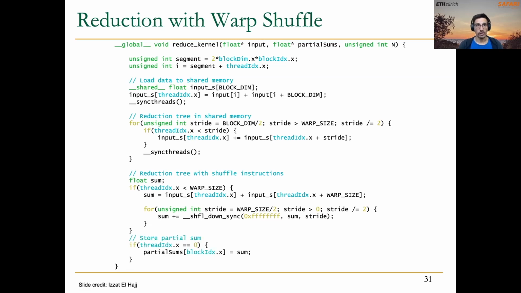And at the very end of the kernel, we have a single partial result per thread block. So one single thread of each thread block, in this case, the leading thread, thread 0, is storing the partial result in the output array of partial sums.